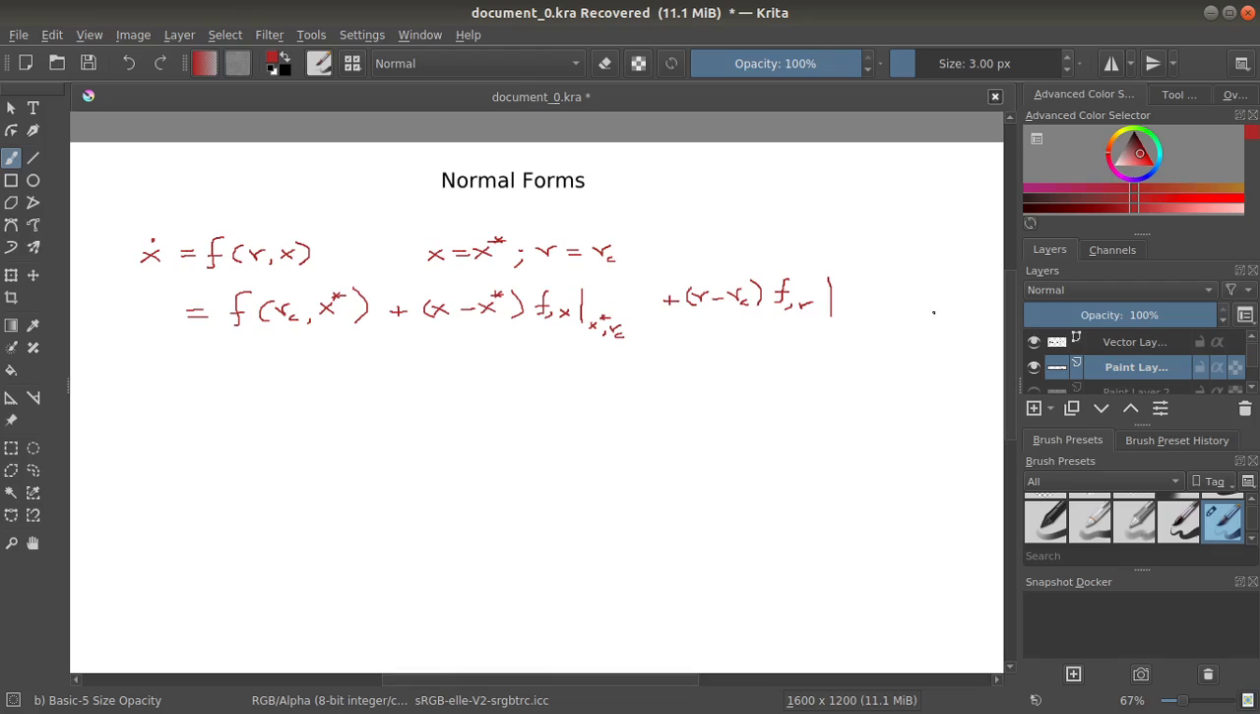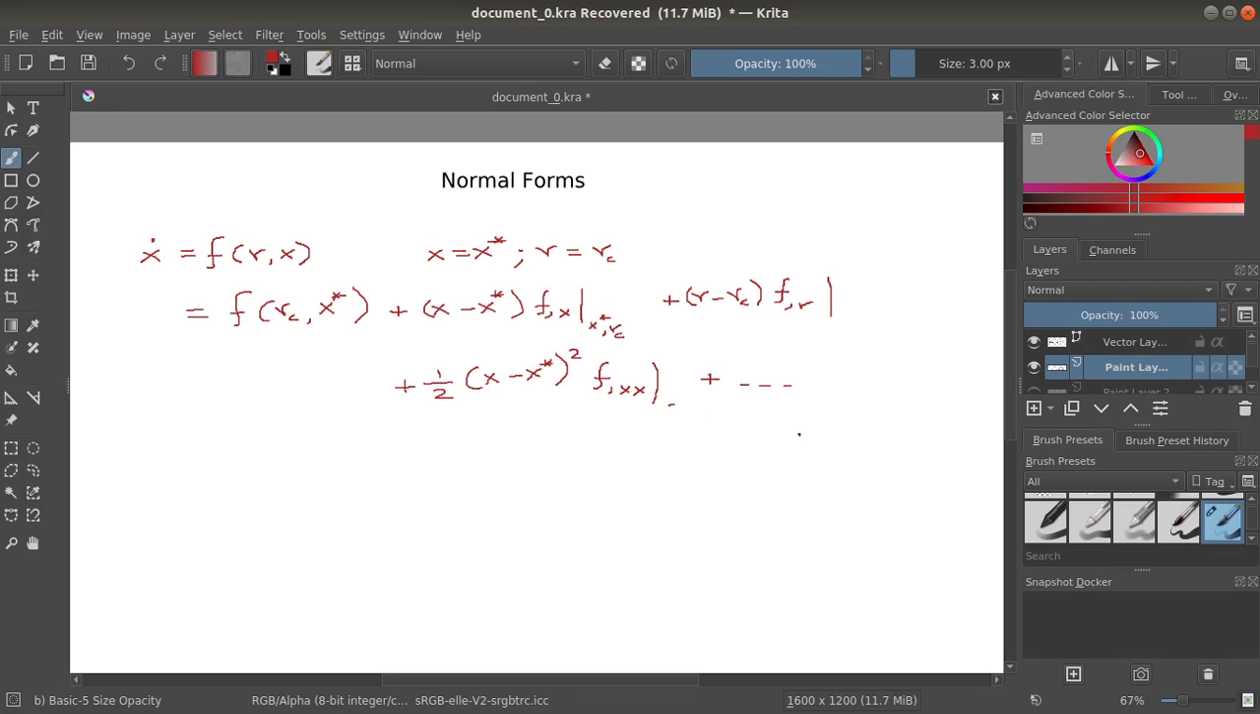Just leave it as it is. Then plus half x minus x star square, dou square f by dou x square. So I am evaluating it at the same points. And I will have some higher order terms.